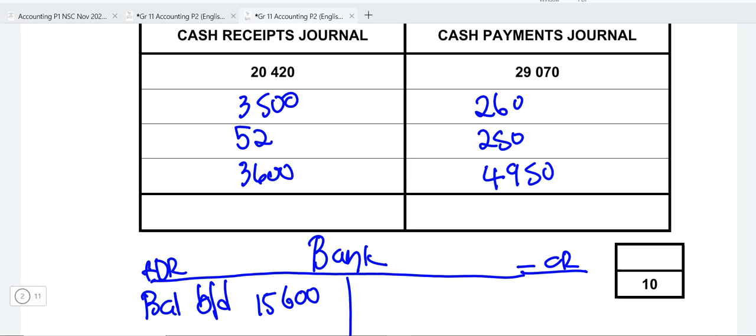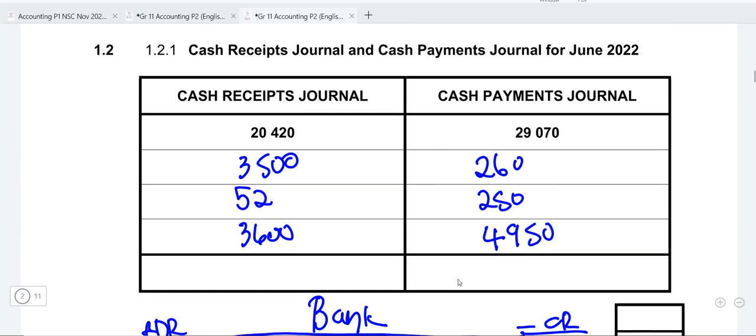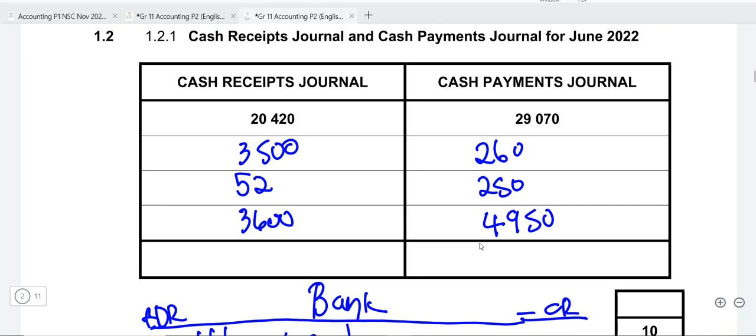So that 4,950 will go to our cash payment journal. But remember guys, the way they present journals won't always be the same. If you look at this, they just want us to show the amount, but other examiners might want you to have your column for bank and then the sundry account, whereby you put the amount and then write what the money is for. But in the case of this one, they did not do it like this, so please be careful and be familiar with how examiners want you to complete the journals.